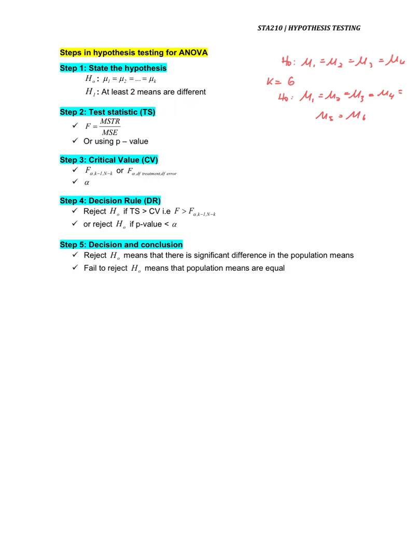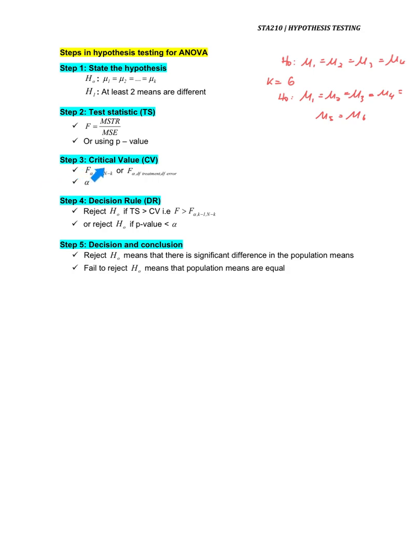Okay, step number 2 is test statistic. So the test statistic that we are going to use here is F. The formula for F is MSTR divided by MSE, or you can just take the value from the ANOVA table that you have developed, or by using the p-value if the question gives you the p-value.